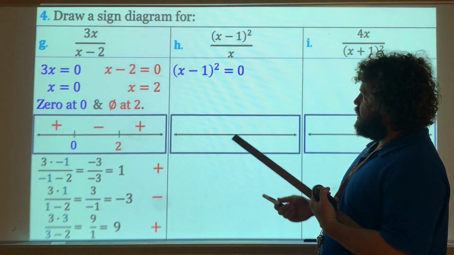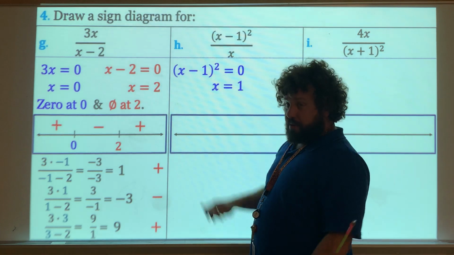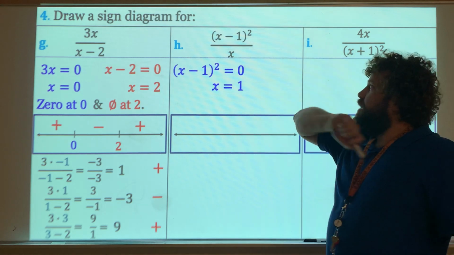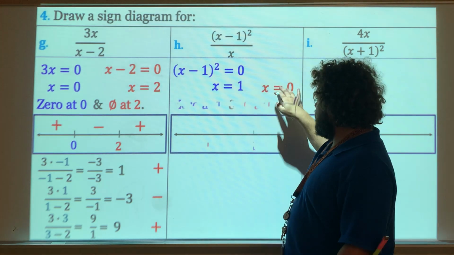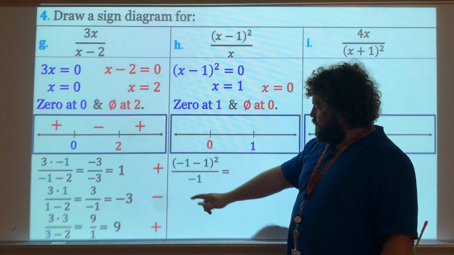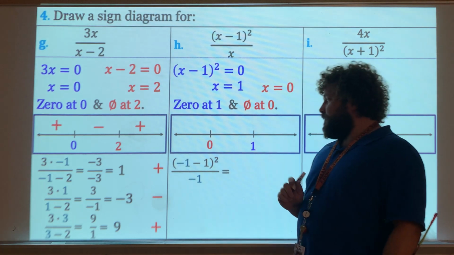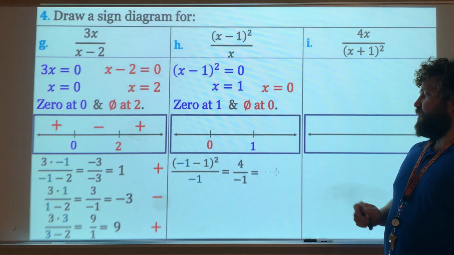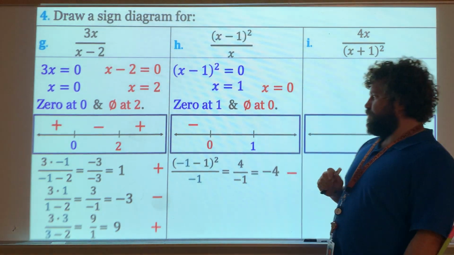H. x minus 1 squared equals 0. So x minus 1 equals 0, x equals 1. Remember, you don't care about the squared. And it is undefined when x equals 0. Zero at 1, undefined at 0. Pick a number such as negative 1. Negative 1 minus 1 is negative 2 squared, which is 4. 4 divided by negative 1 happens to be negative 4, which is a negative number.